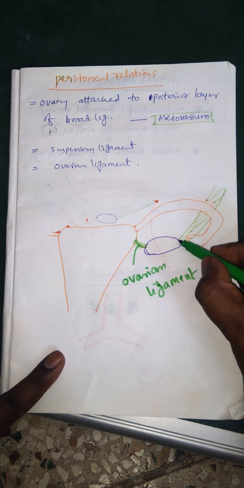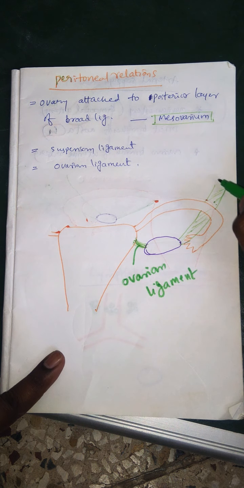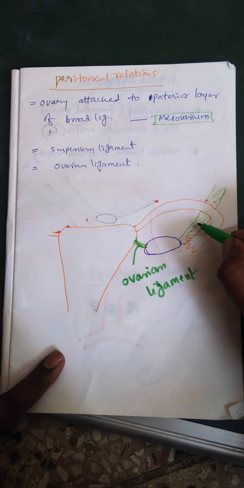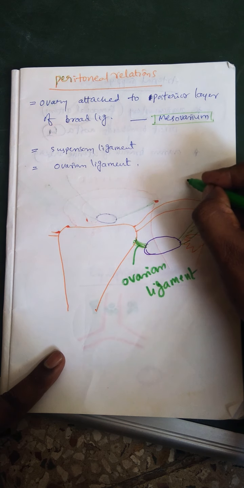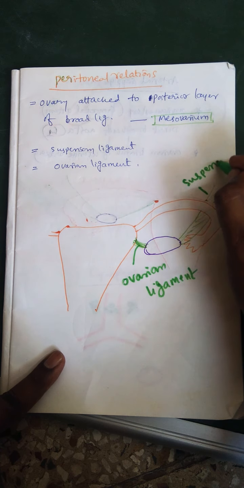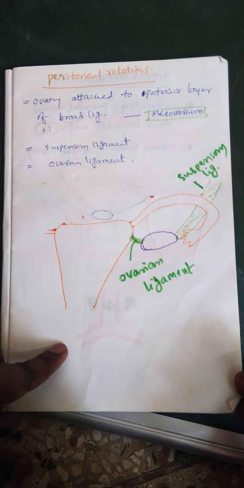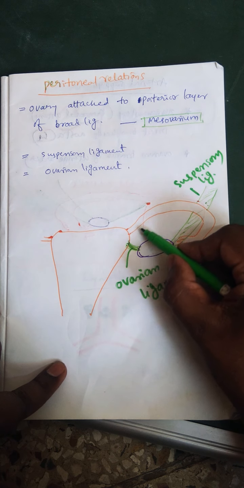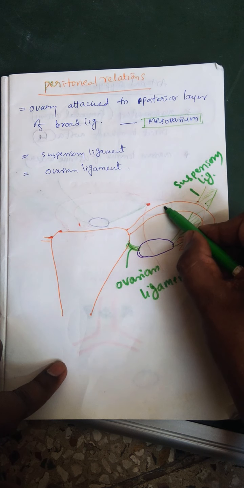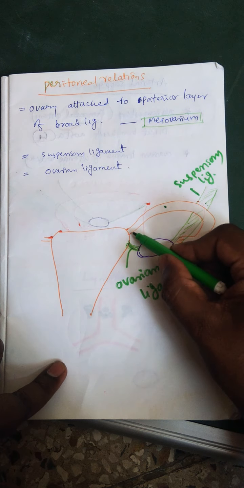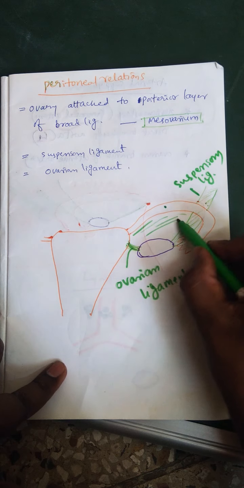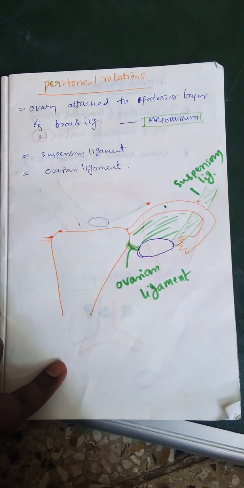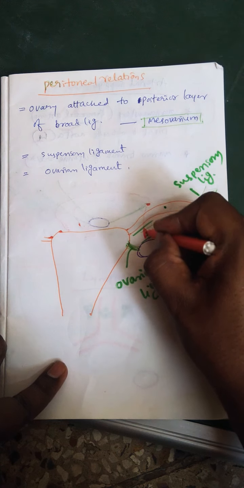And from the upper pole, a straight extension toward the lateral pelvic wall, and this ligament we call the suspensory ligament. And the portion of the broad ligament existing between the fallopian tube and ovary, this whole area we call the mesovarium. So this area is called the mesovarium.